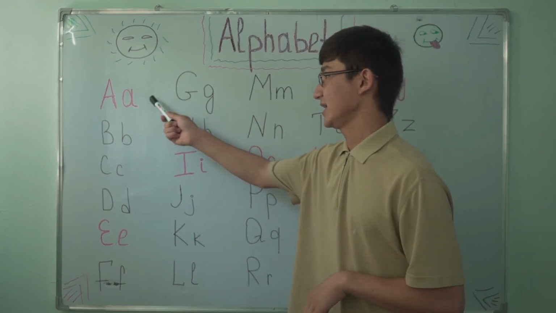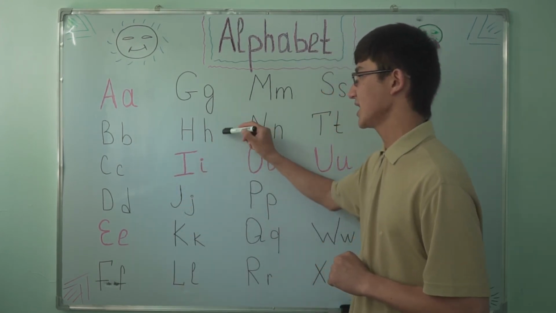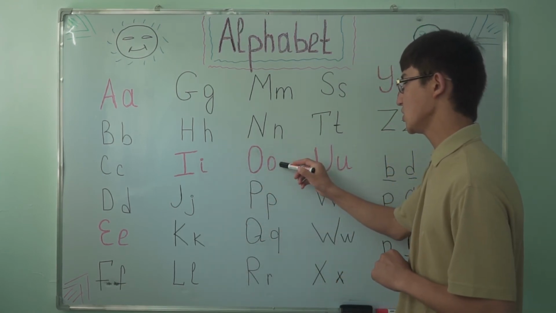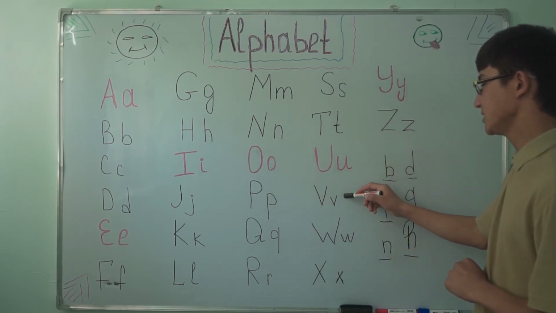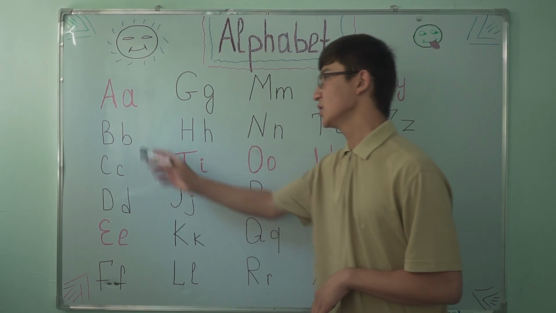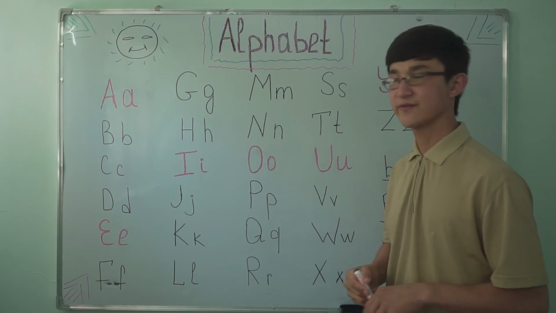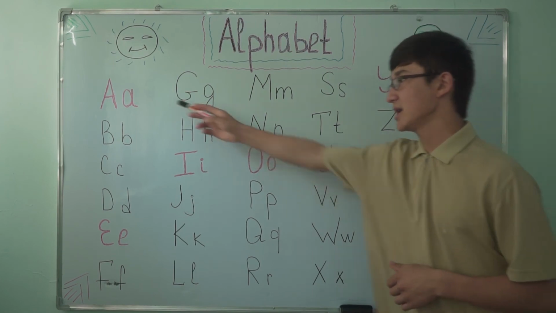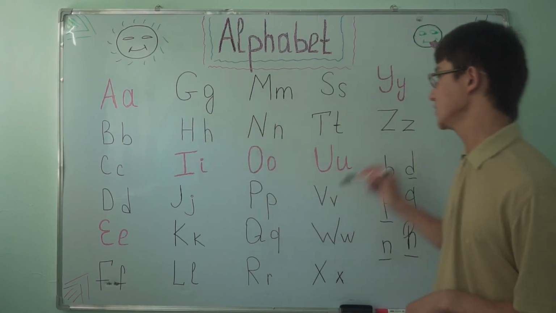A, B, C, D, E, F, G, H, I, J, K, L, M, N, O, P, Q, R, S, T, U, V, W, X, Y, and Z. Now I know my ABCs, 26 letters from A to Z. Now I know my ABCs, 26 letters from A to Z.